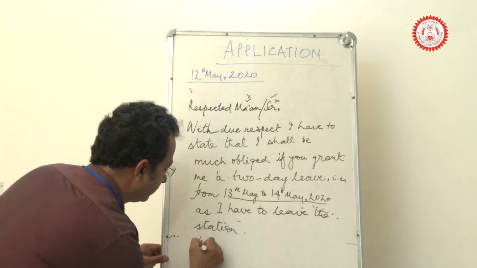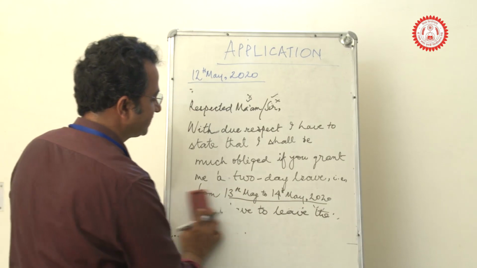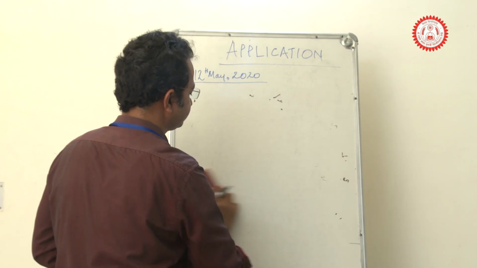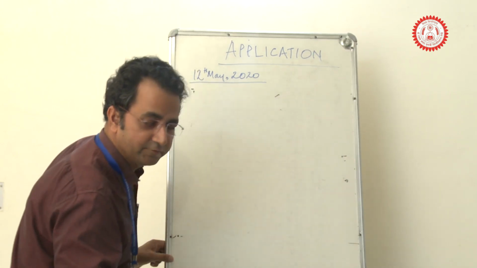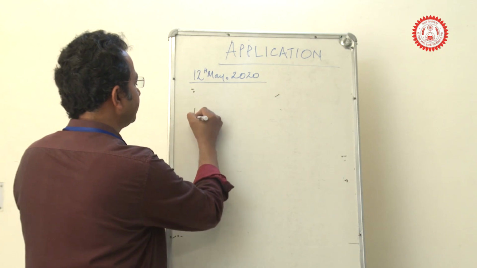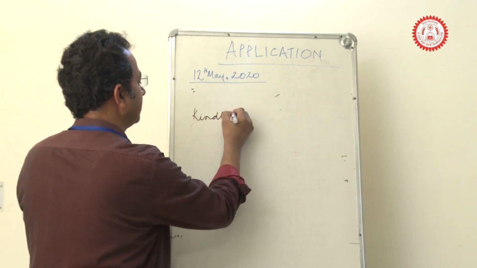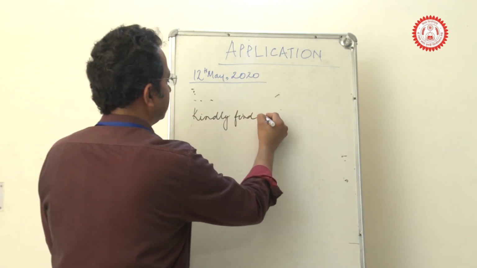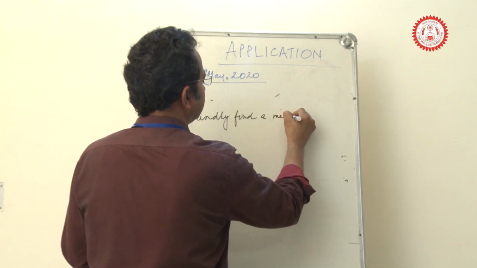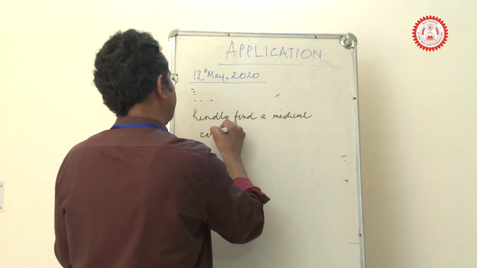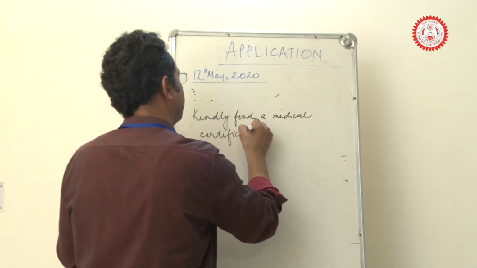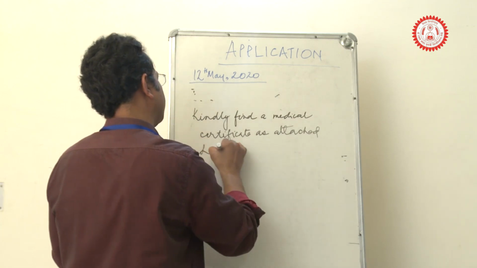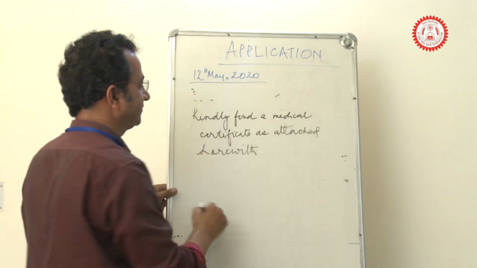Then after that, in the bottom, that is called the last part or the fag end of the application. What should you write? If you are applying on medical reason, then you can always write: kindly find a medical certificate as attached herewith. This is what you can write.